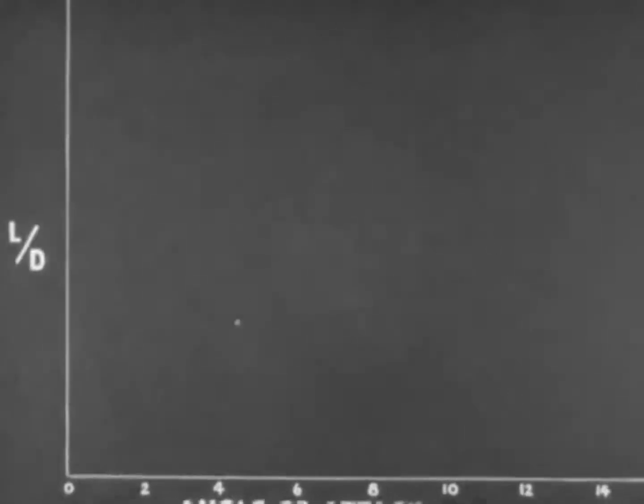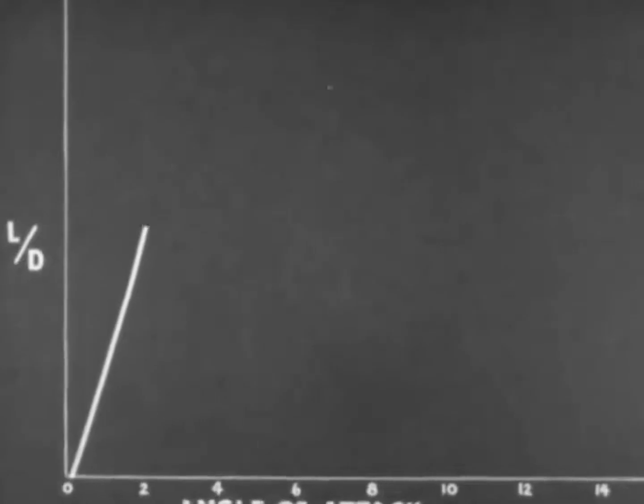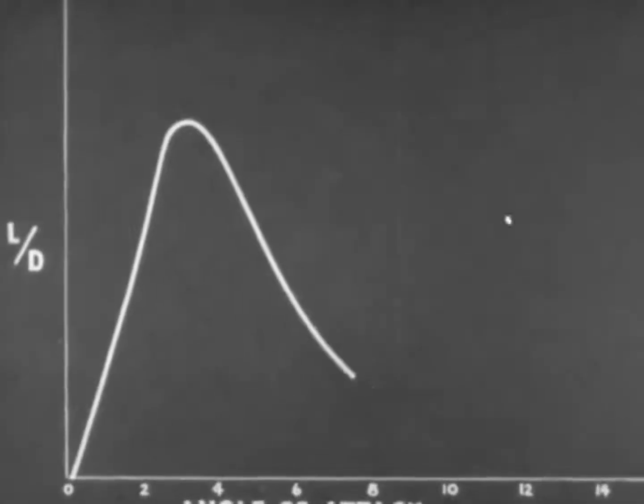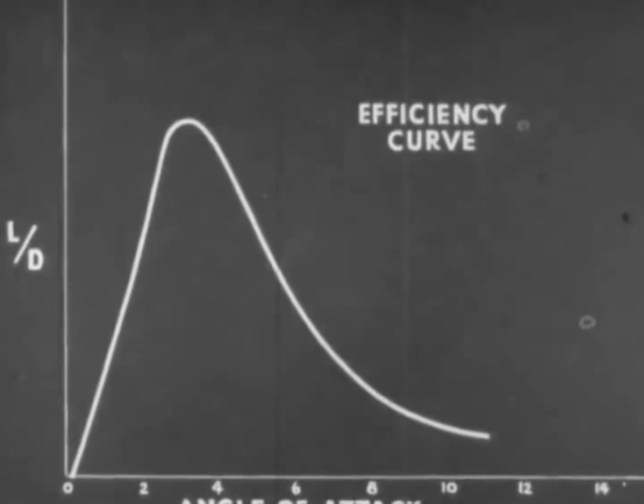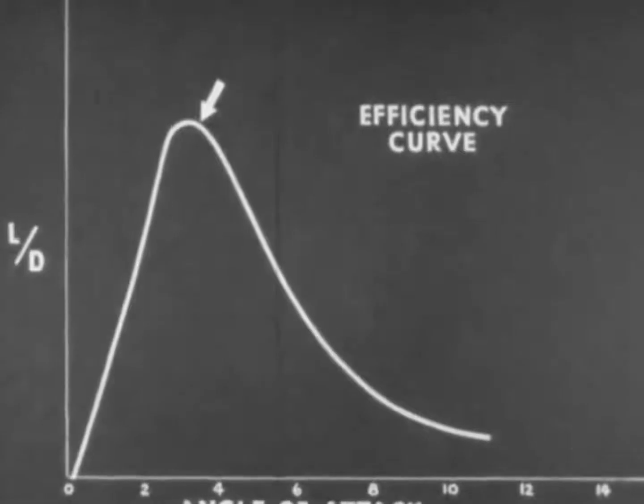The efficiency curve of any airfoil, sometimes called the L over D or lift over drag curve, varies with the angle of attack. From this curve, we know that best efficiency is obtained at an angle of attack of 2 to 4 degrees. Let's see how this affects a propeller.